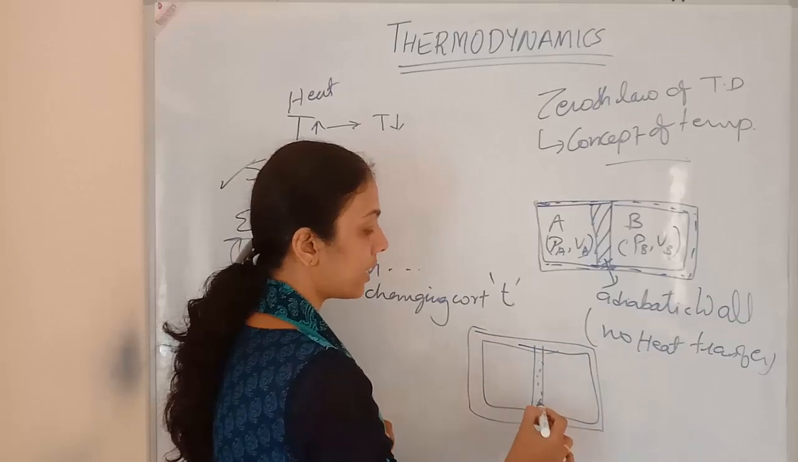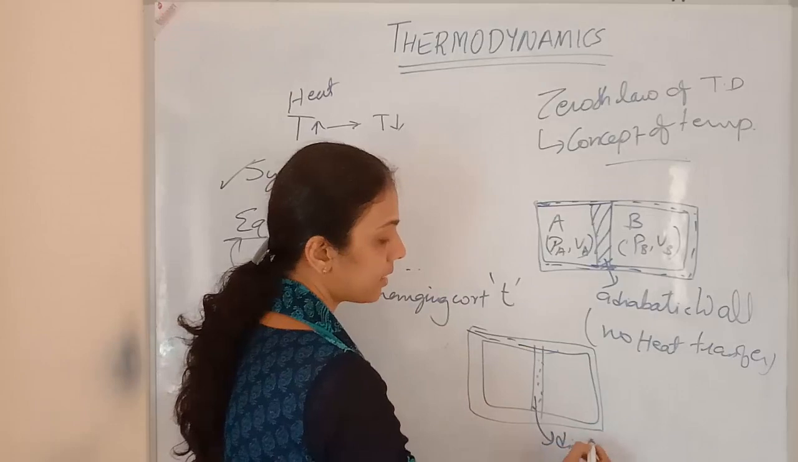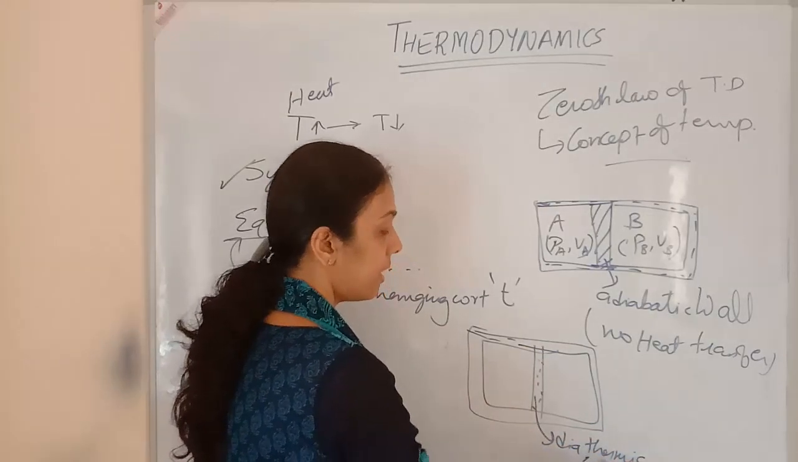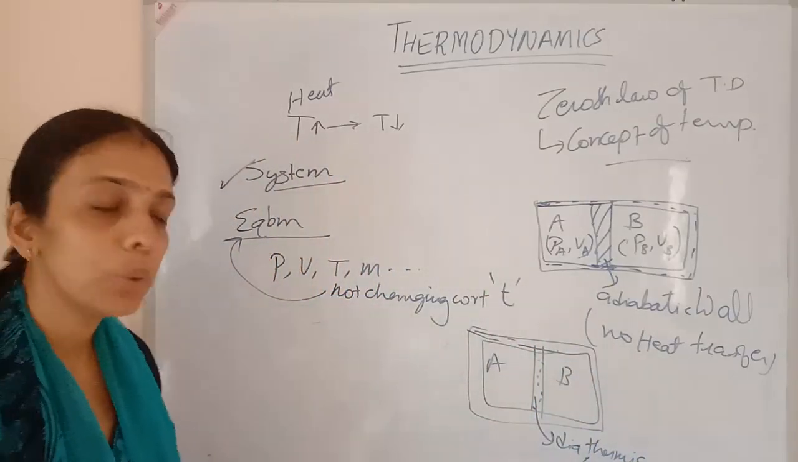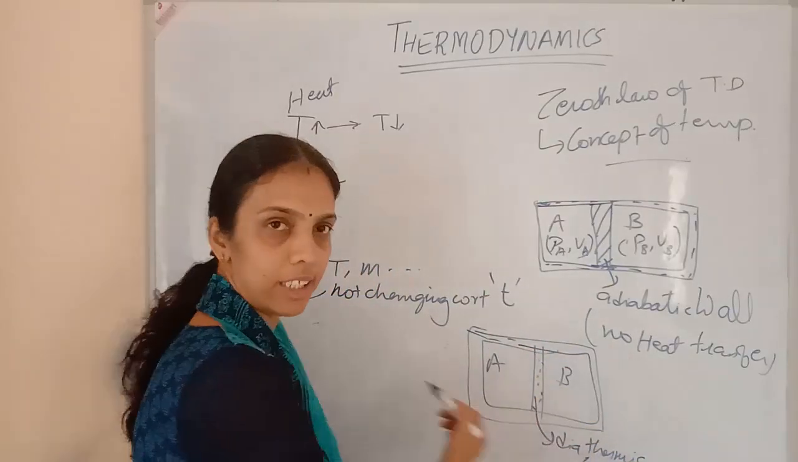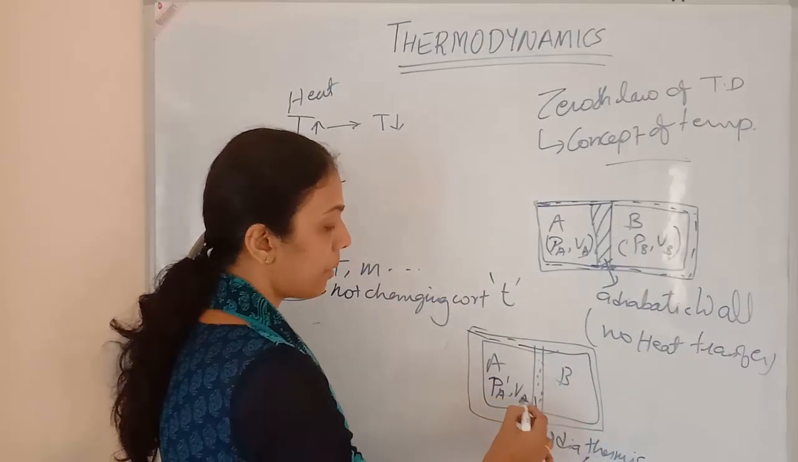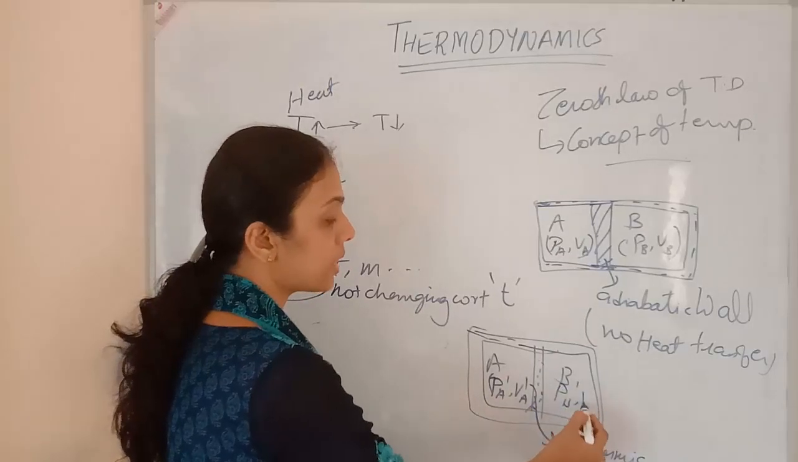If I am using a diathermic wall, that means heat energy can be transferred between the systems, but it is thermally insulated outside. So next they will be reaching PA dash, VA dash, and here PB dash, VB dash.